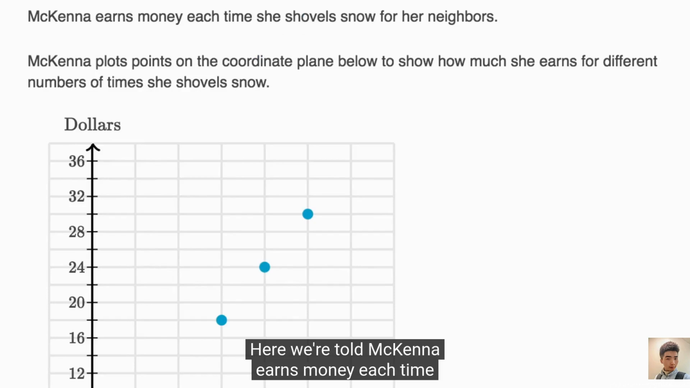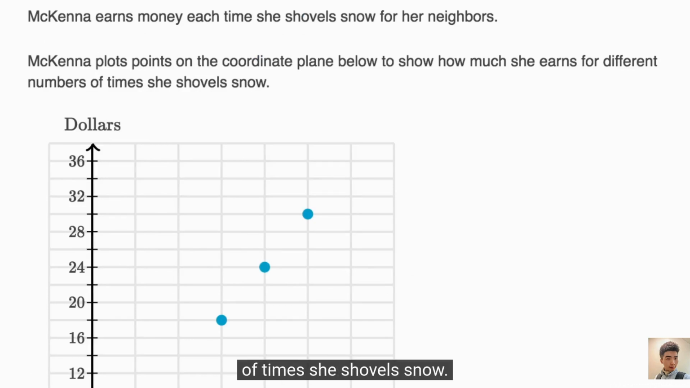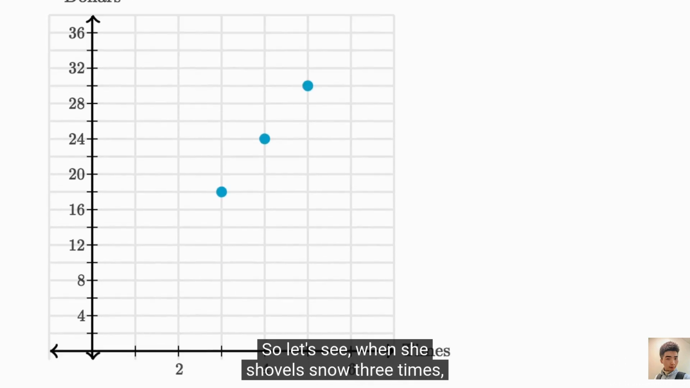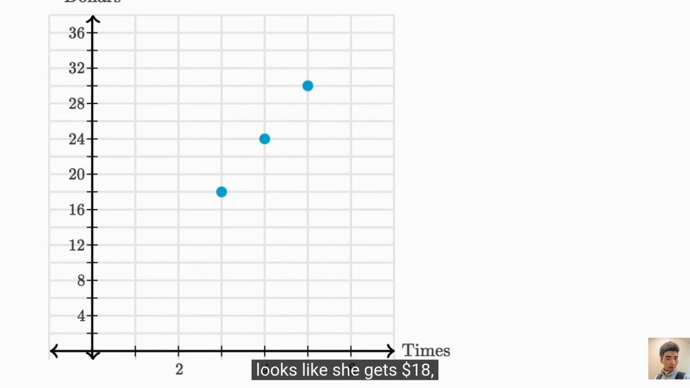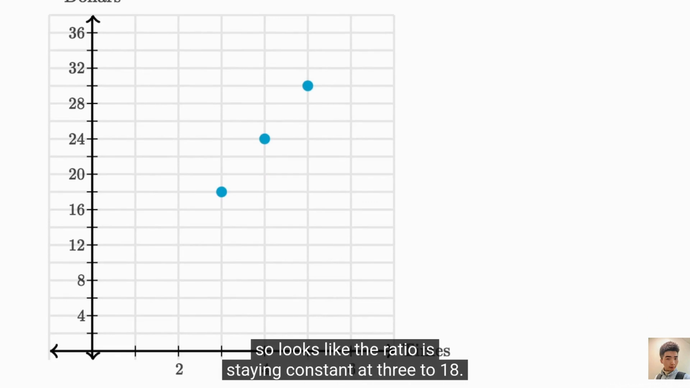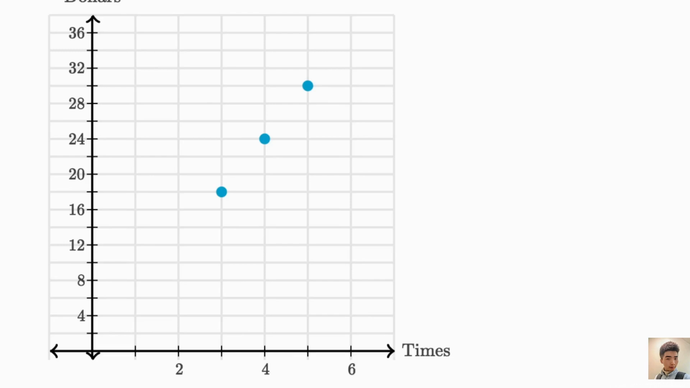Here we're told McKenna earns money each time she shovels snow for her neighbors, as she should. McKenna plots points on the coordinate plane below to show how much she earns for different numbers of times she shovels snow. All right, so let's see. When she shovels snow 3 times, looks like she gets halfway between 16 and 20. Looks like she gets $18. 4 times, looks like it's $24. So it looks like the ratio is staying constant at 3 to 18.